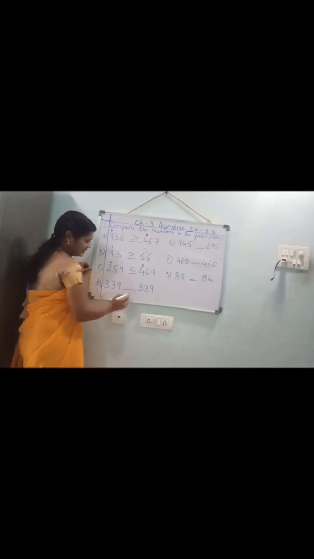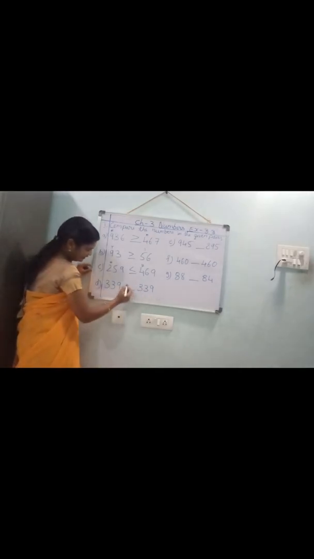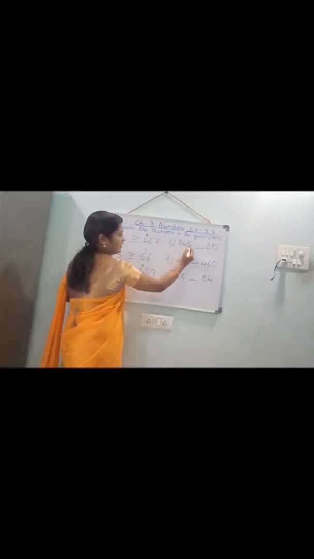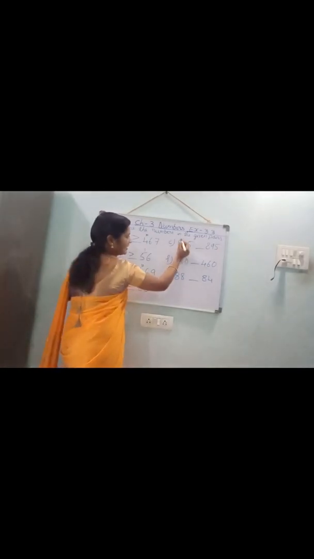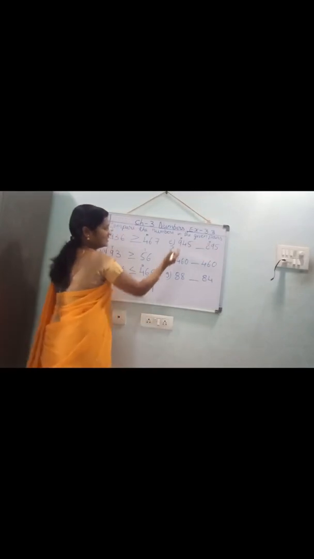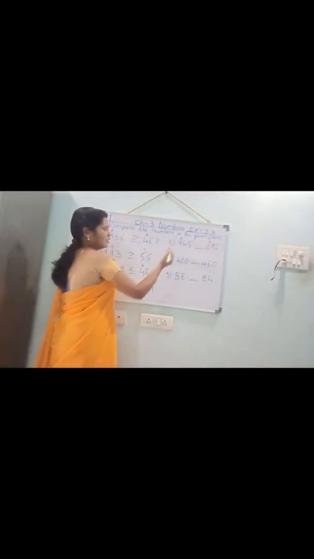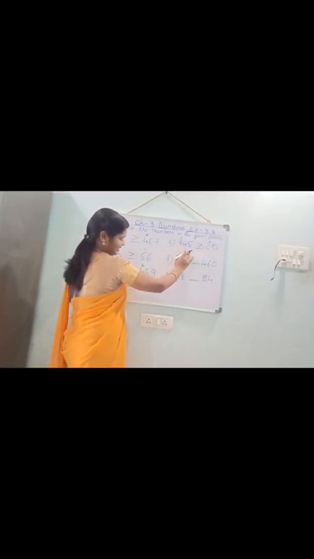Next, 339, 339. Both are equal. See, 339, 339, both are equal. 945, 895. Which is greater? You should check the hundreds place first. In the hundreds place, which number is here? 9 is here, here 8 is here. Now, which number is greater? 9 is greater than 8. Yes. 945 is greater than 895.